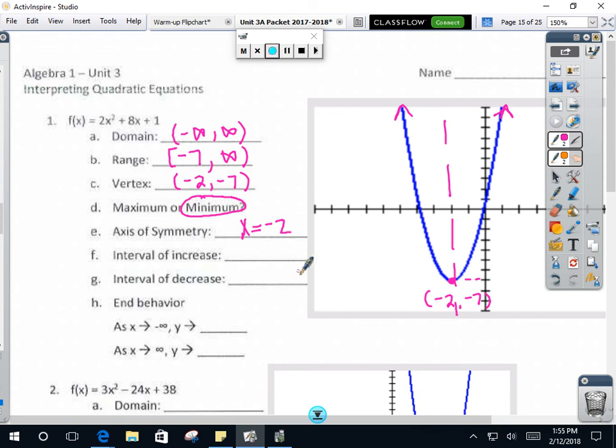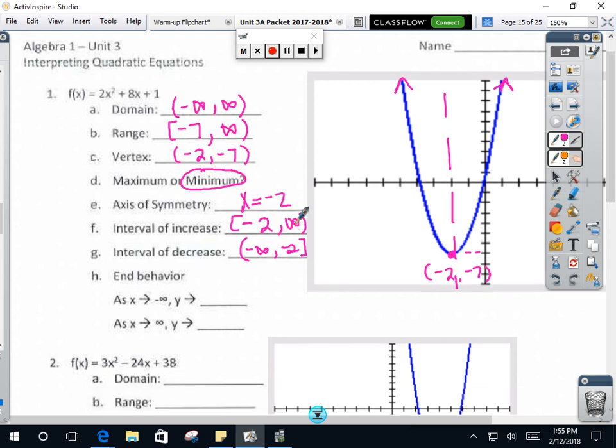Okay, the interval of increase and decrease only care about x values. So when did it start increasing? -2, the vertex, and then it increased forever to the right, so infinity. When did it start decreasing? No, it started decreasing a long time ago over here at -infinity, and it decreased until it got to -2. Okay, in behavior, both ends behave how? Positive infinity, because parabolas are even.